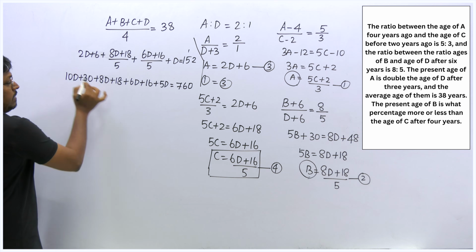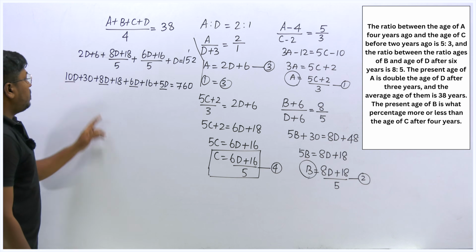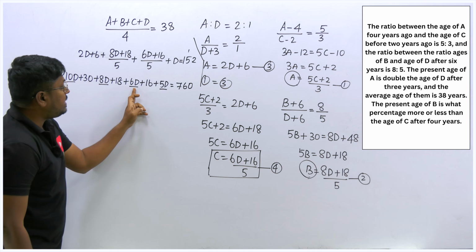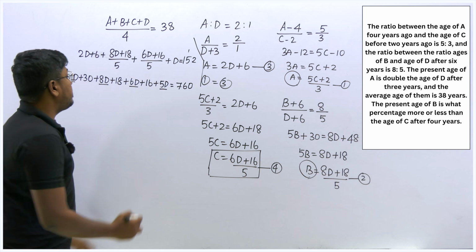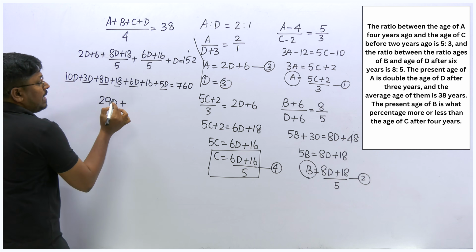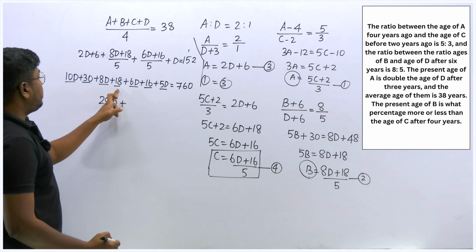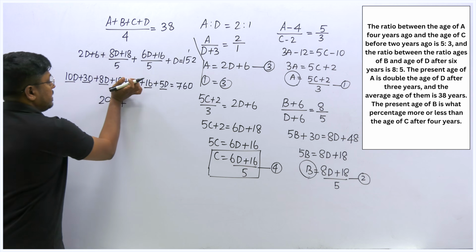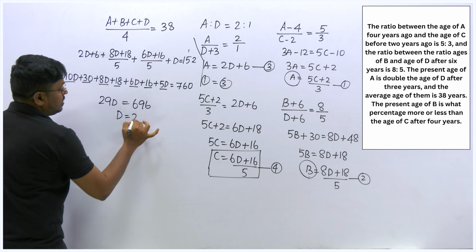So now here we have 6D, 8D, 10D, 5D, right? So 10 and 8 is 18D. 18D plus 6D will be 24D. So 24D plus 5D will be 29D. Next 30 plus 18 is 48. So 48 plus 16: 48, 58, 62. When you subtract this, 696. So 29D is equal to 696. So when you divide 696 here, D is equal to 24.